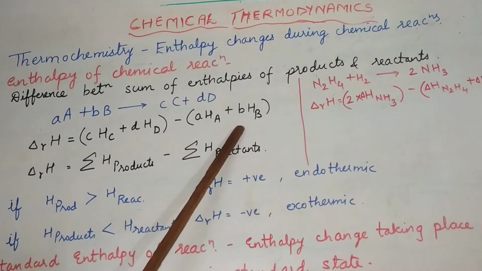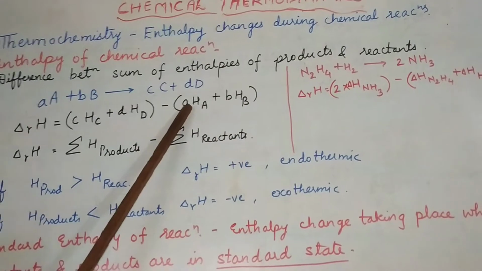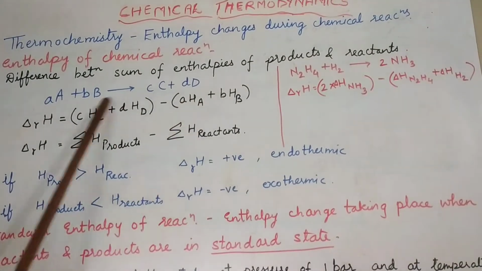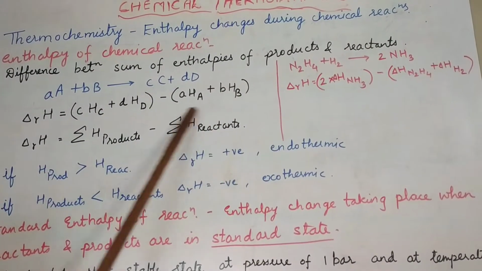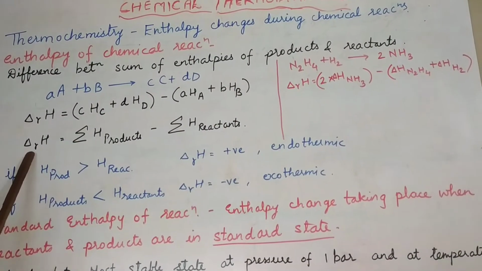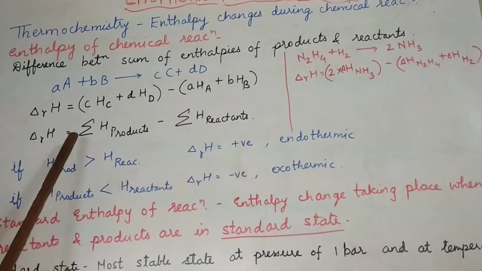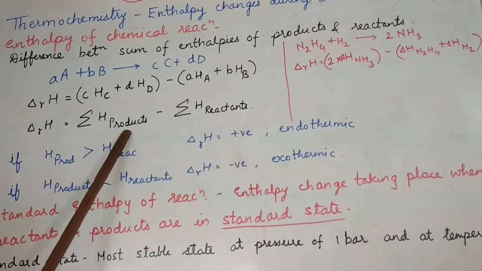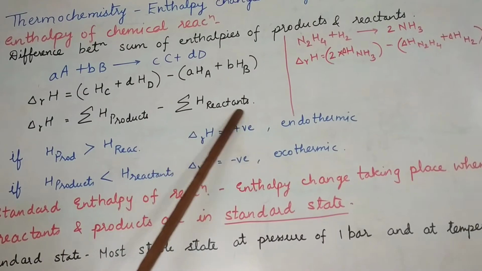Now what are the reactants? So we will put a minus sign, because it is a difference: a moles of enthalpy of A plus b into enthalpy of B. So this becomes a very simple formula. So I can write delta H R, the enthalpy change for the reaction, as the summation of enthalpies of products minus the summation of enthalpies of reactants.